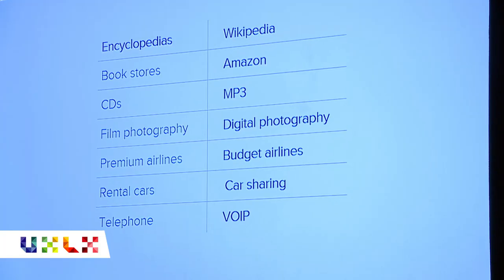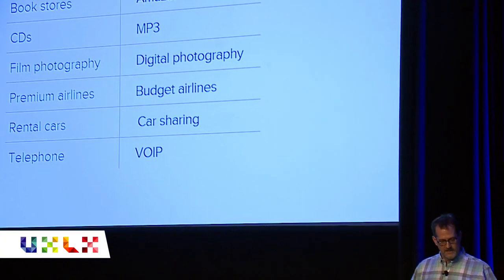So when we say disruption and disruptive technology, from a business standpoint, it has a very specific definition and a very specific meaning, the disruptor. Here are some examples of disruption, right? Encyclopedias disrupted by Wikipedia, bookstores disrupted by online stores like Amazon, CDs by MP3s, film photography disrupted by digital photography, premium airlines by budget airlines, rental cars by car sharing, and telephones by conference systems, voice over IP, right?